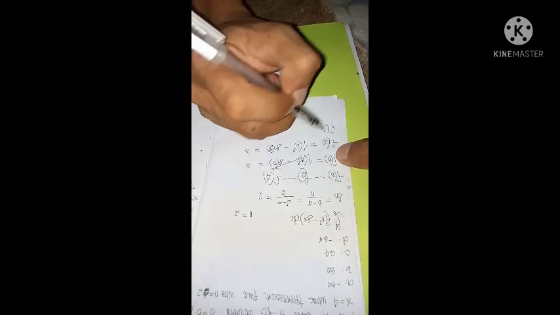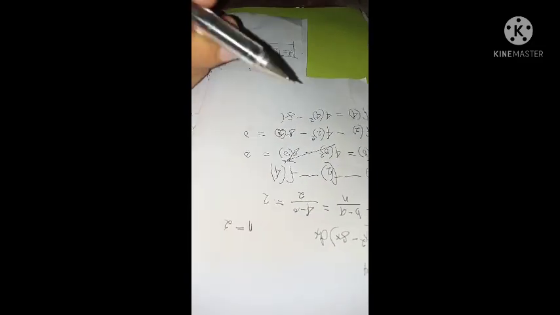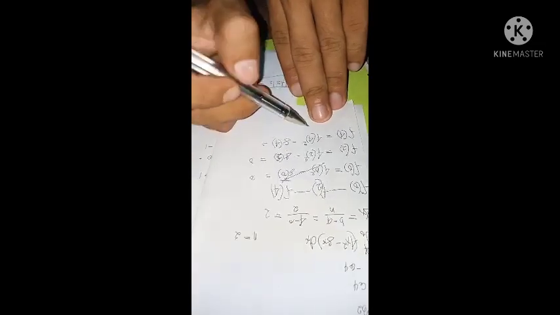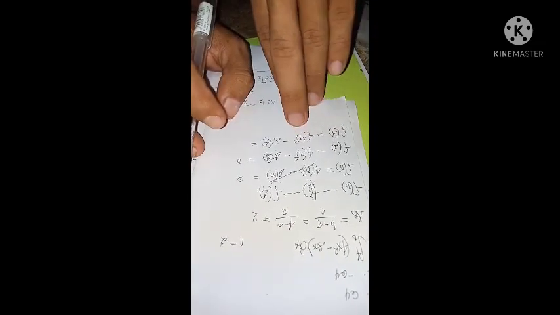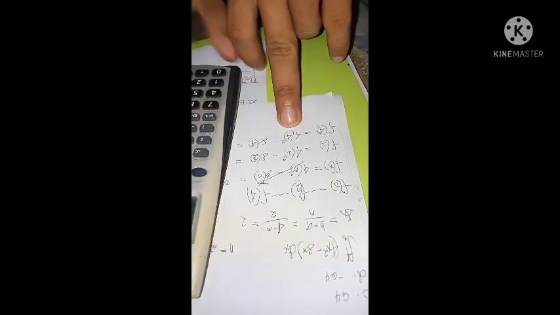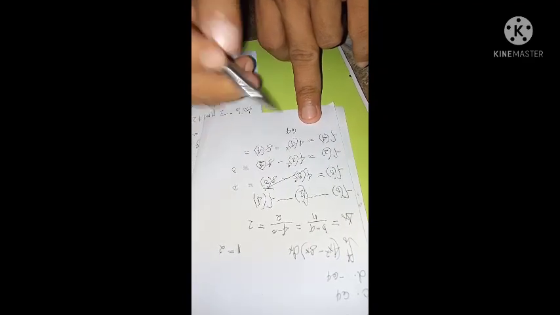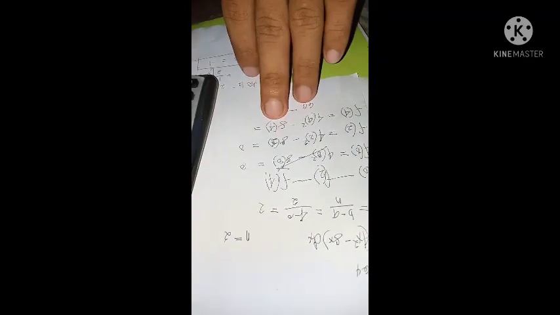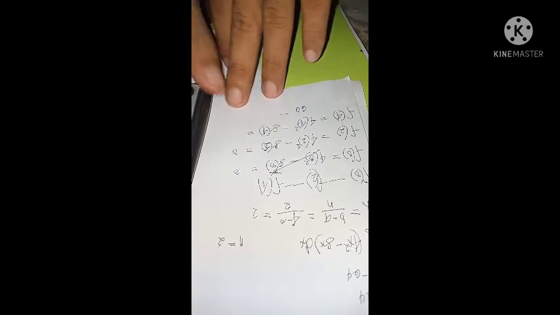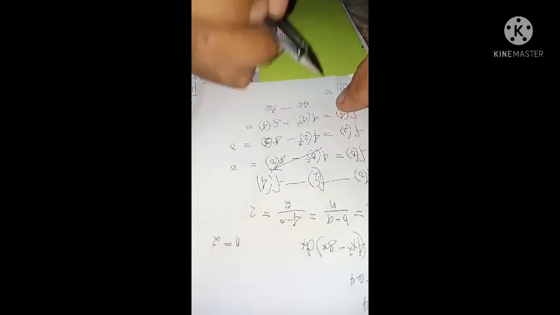And f of 4 is equal to 4 times 4 squared minus 8 times 4, which is equal to 4 times 4, 16, times 4, 64, minus 8 times 4 is 32. So f of 4 is equal to 32.